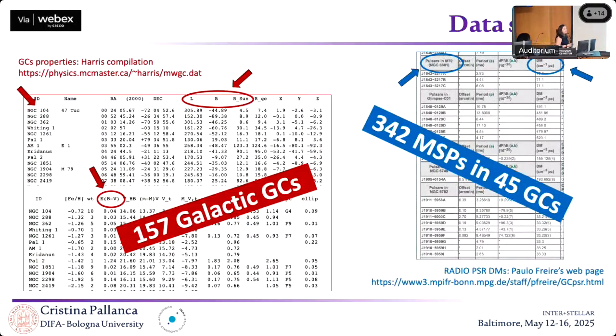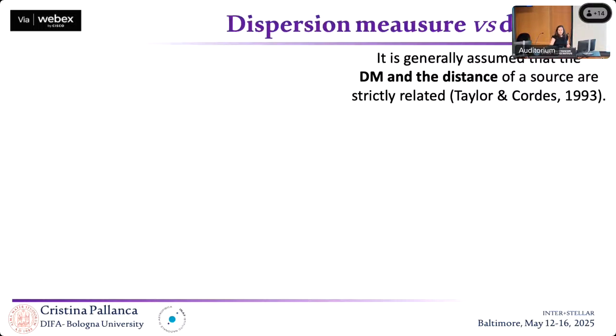To perform the work that I'm going to present, we used just two publicly available compilations of parameters for globular clusters, from which we used the galactic coordinates, the distance from us, and extinction. And the compilation of millisecond pulsars, also in globular clusters, from which we used the dispersion measure. So the first step was just to check if it is true that the dispersion measure is a distance indicator.